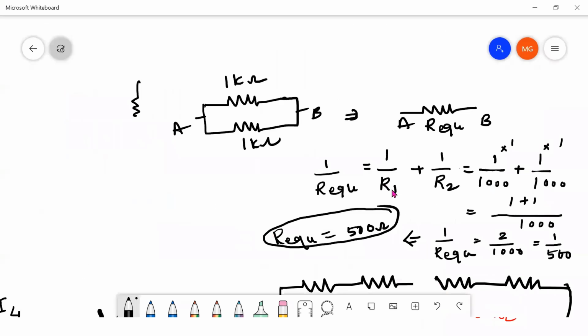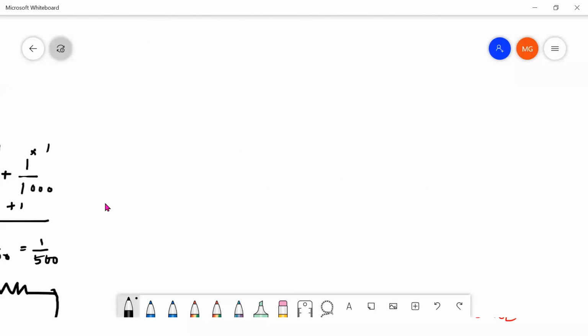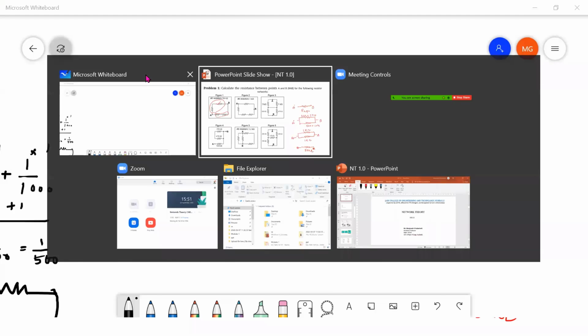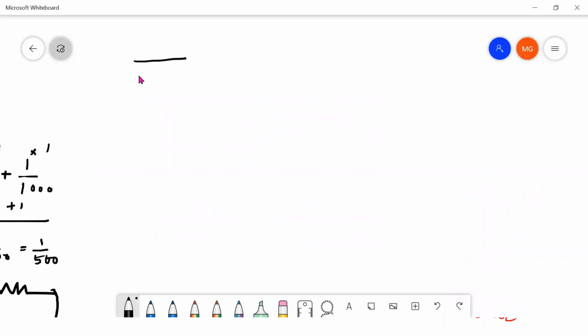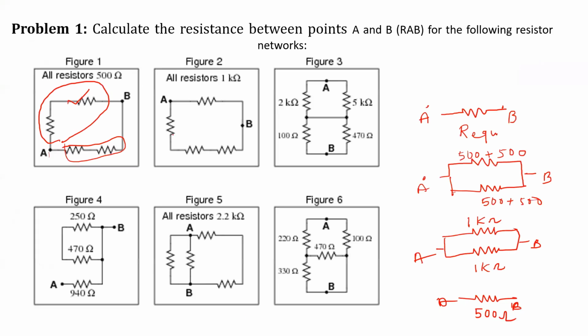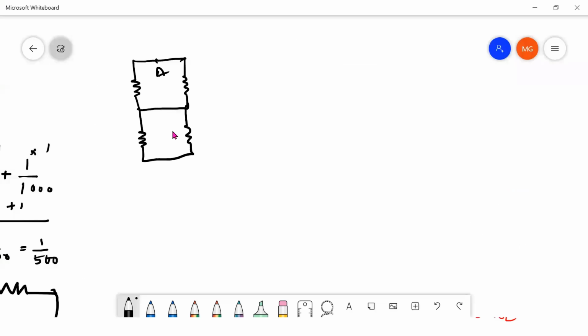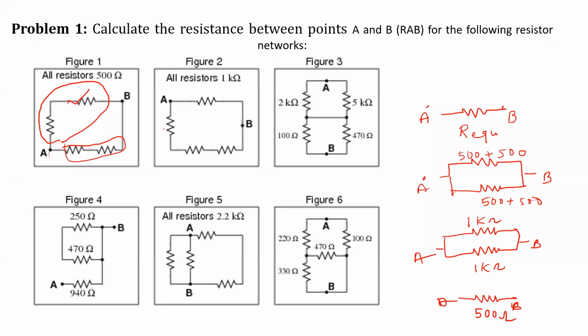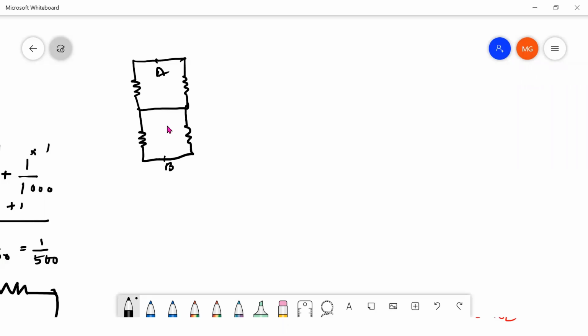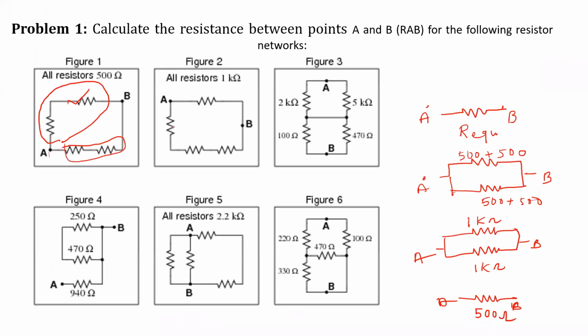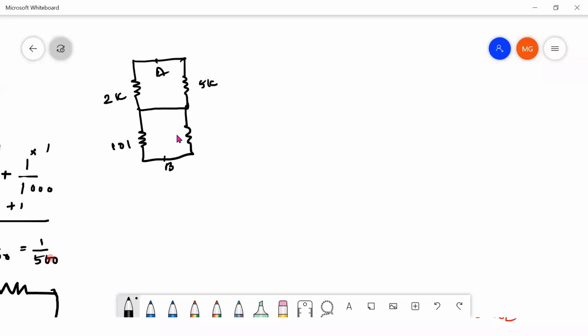I will redraw the circuit here. Between the points A and B: 2K, 5K, 10K and 470K. Then how to solve this?